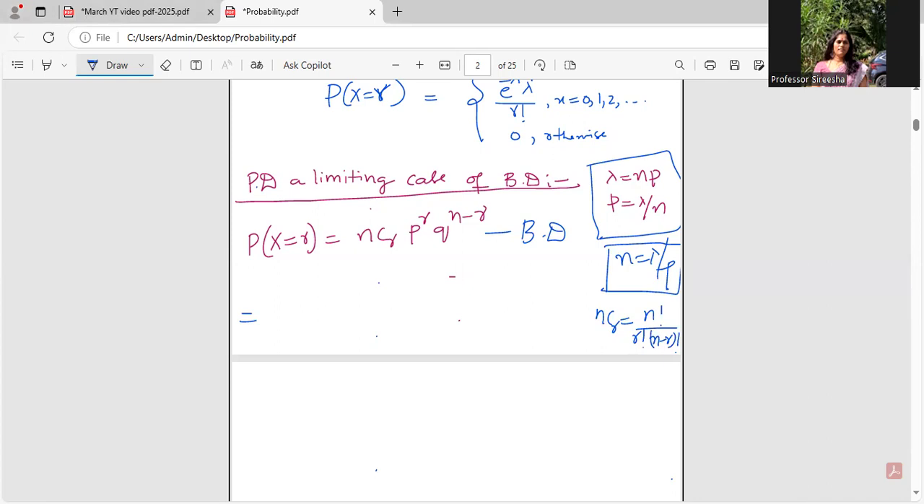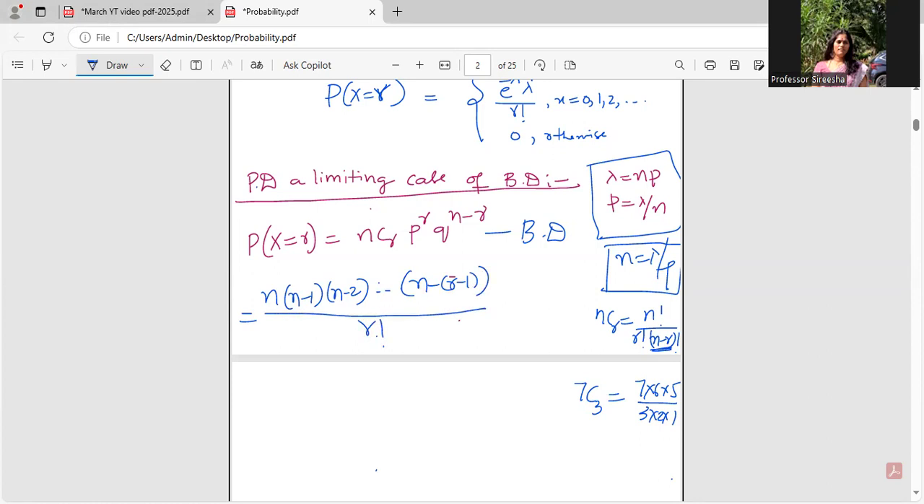Of course, there's another version of it. Suppose I have 7C3, how do I write it? 7 into 6 into 5 by 3 into 2 into 1. There's another version where the n minus r factorial terms get cancelled off, and only the terms which are not there in n minus r come here. So I write n into n minus 1 into n minus 2, till n minus r plus 1, divided by r factorial. The second version of the formula is what I'm taking.